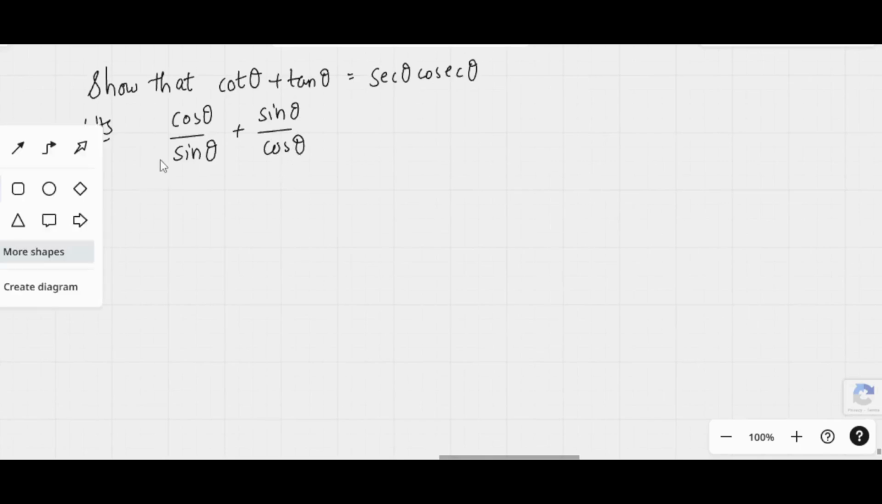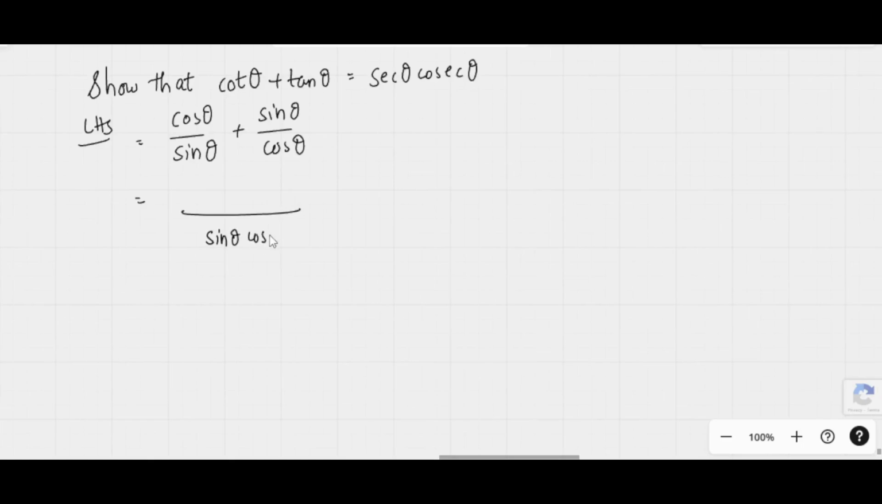Alright, take the LCM now. If the LCM is sin theta, cos theta, then sin theta into cos theta will be the LCM, and cos into cos becomes cos square theta, sin into sin becomes sin square theta. If you are worried about how to do the LCM here, here is a simple trick. Whichever is there in the denominator, don't multiply that. What is not there, multiply with that.